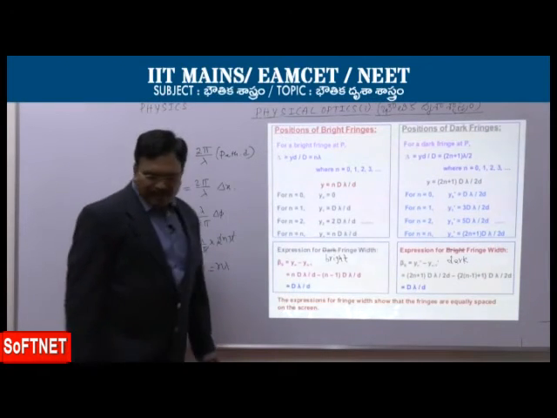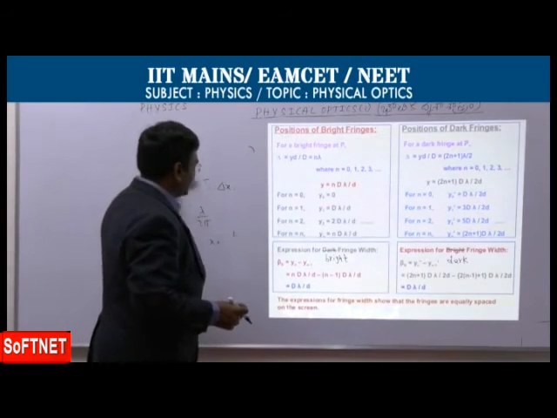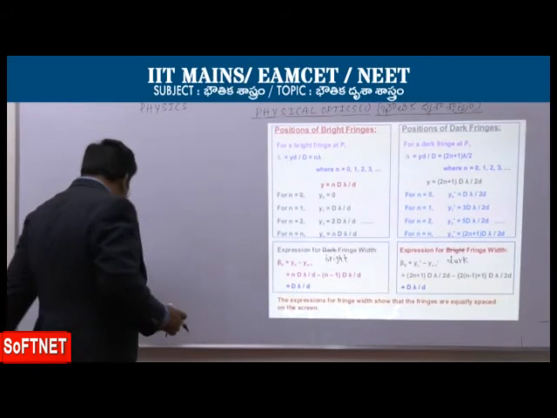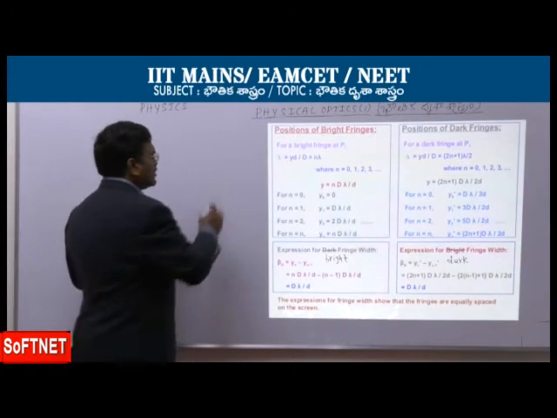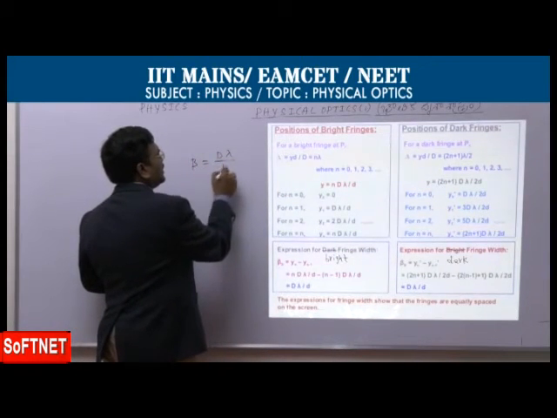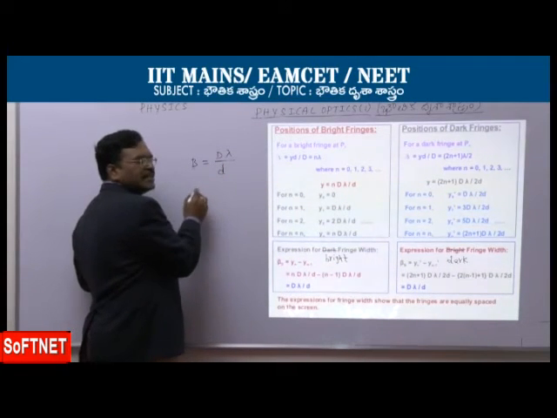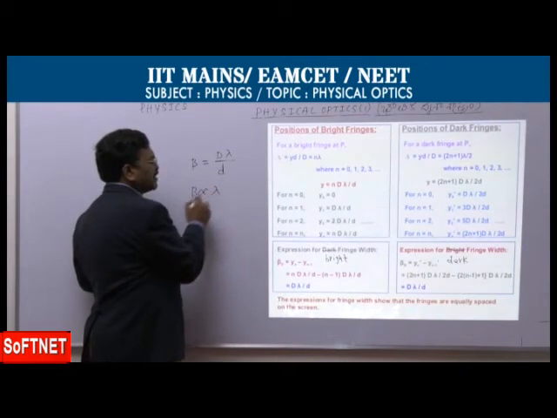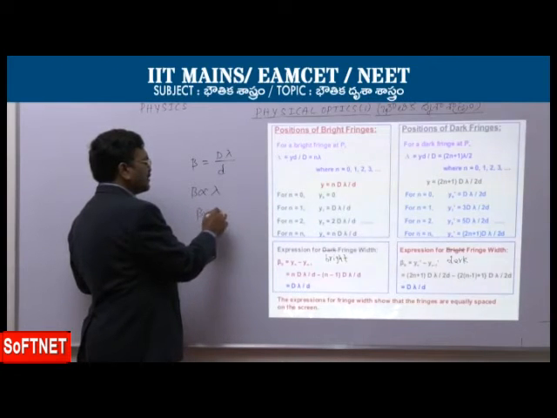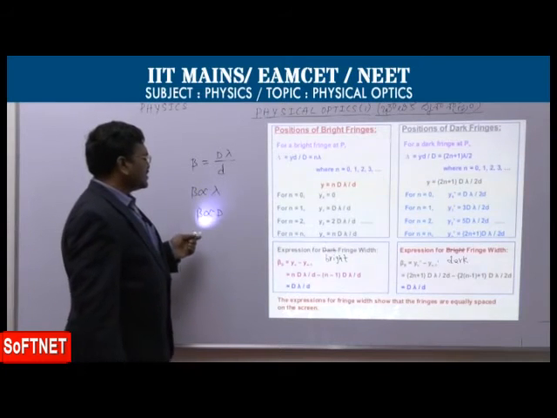Now, anyhow, we got the fringe width. Fringe width is equal to lambda D by d. What is the definition of fringe width? The distance between successive bright bands or dark bands. It is represented by beta. Beta is equal to D lambda by d. Here, if capital D and small d are constant, beta is proportional to lambda. If lambda and small d are constant, beta is proportional to capital D. Like that, when lambda varies, beta varies.